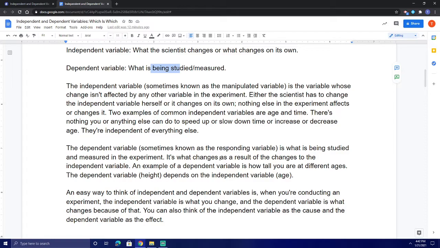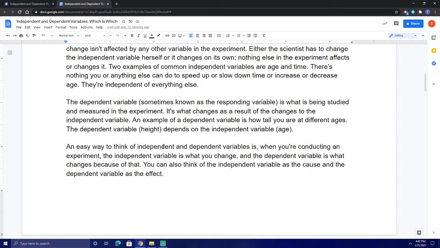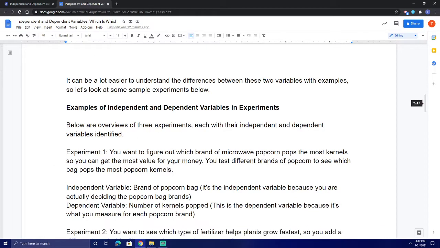An easy way to think of independent and dependent variables is this: when you are conducting an experiment, the independent variable is what you change, and the dependent variable is what changes because of that. You can also think of independent variables as the cause and dependent variables as the effect. It can be a lot easier to understand the difference between these two variables with examples. So let's look at some sample experiments below. Examples of independent and dependent variables in experiments.